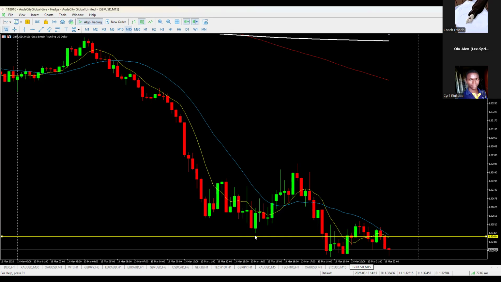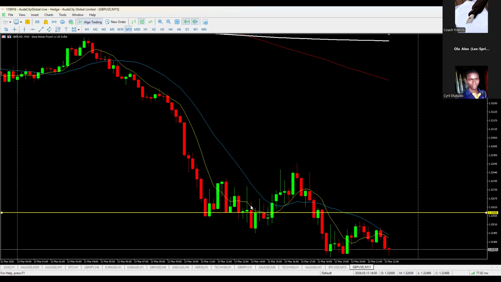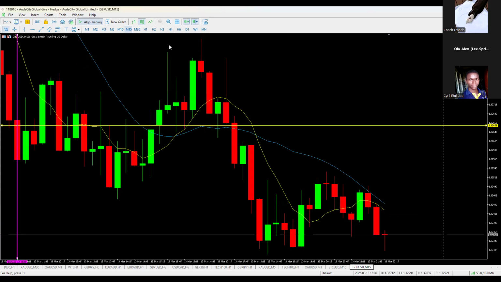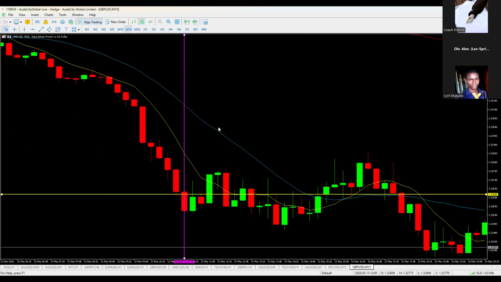So we would now say this is the low, and we will go to the high of candle number 1. Candle number 1 is higher than number 2. So we see this. Let's make it bigger so that you can see it properly. Okay, so that's the candle we're looking at.